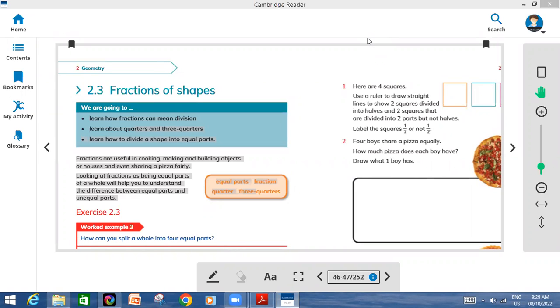Today in this week we are going to continue with unit 2. We are in lesson 2.3, fractions of shapes. So first of all we will write day and date on the top.